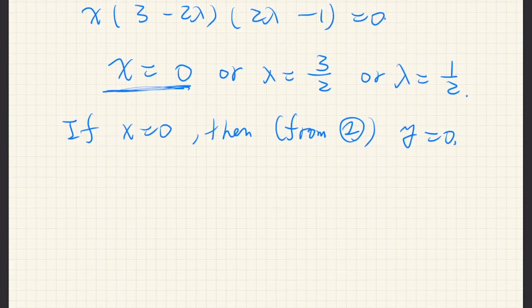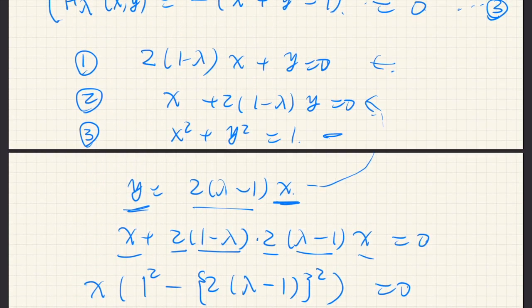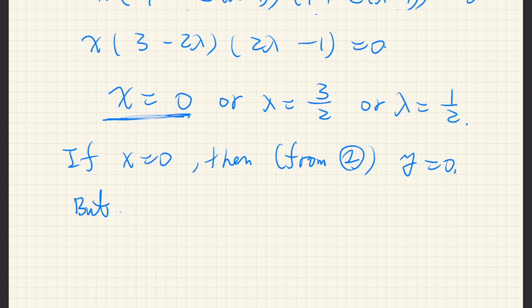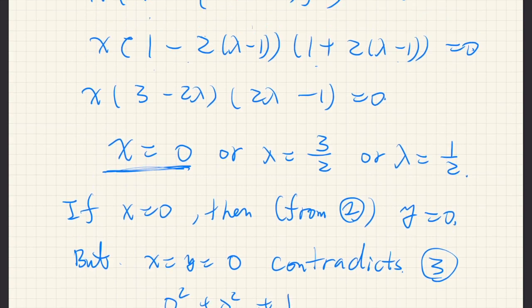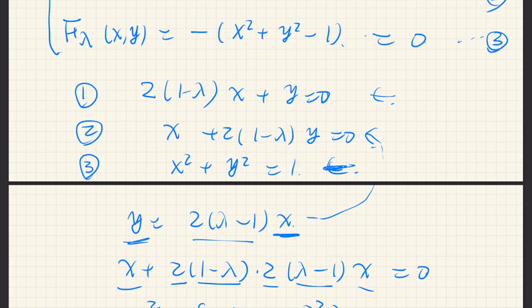But this contradicts equation 3, this one. But x equal to y equal to 0 contradicts 3, because 0 squared plus 0 squared is not equal to 1, right? So this cannot be satisfied.